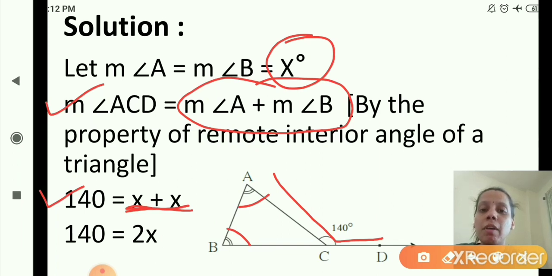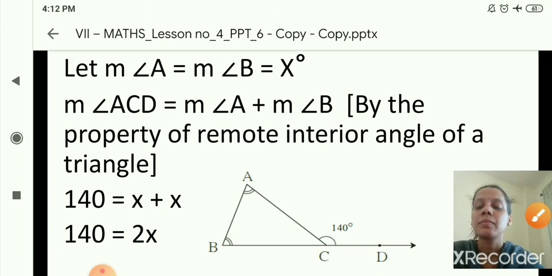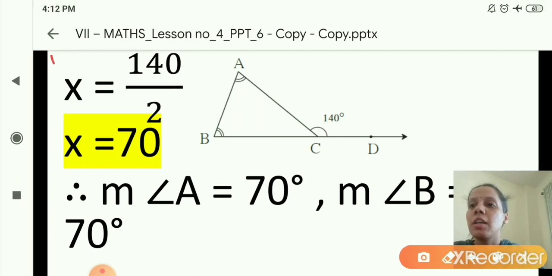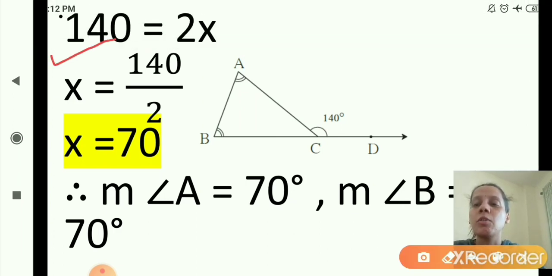What is the measure of angle A? X. Correct. And what is the measure of angle B? X. So x plus x. Now we'll solve. 140 is equal to x plus x, that is 2x. Correct. So 140 is equal to 2x. As you can see here, 140 is equal to 2x. This is the first step. After that, x is equal to 140 divided by 2.